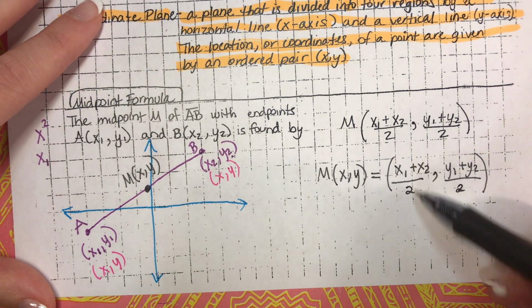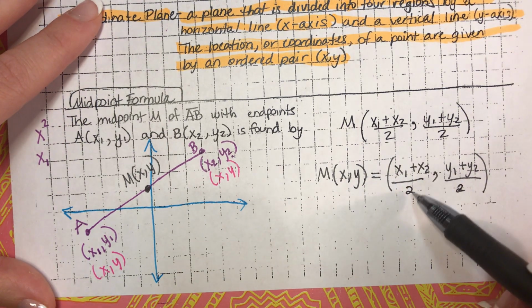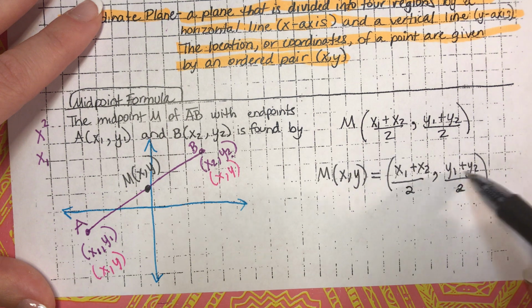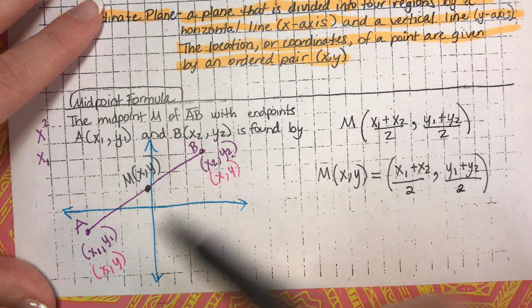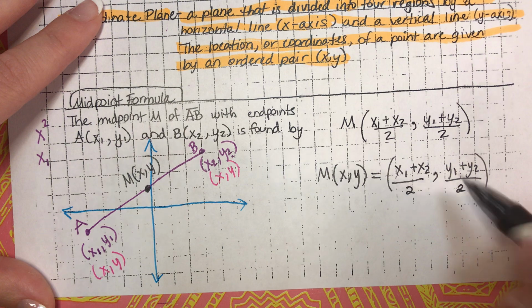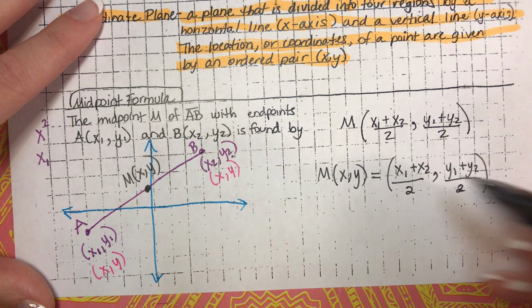So average of the x values, take the two x values, you add them up, and you divide by 2. And then the average of the y values, you take the two y values, add them up, divide by 2, boom, and then you'll have the midpoint. So this is the formula.